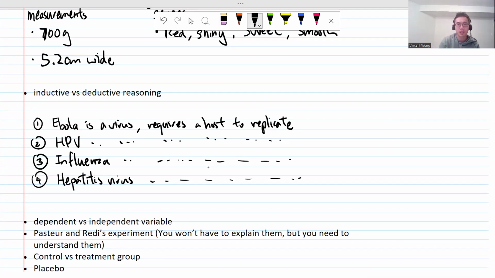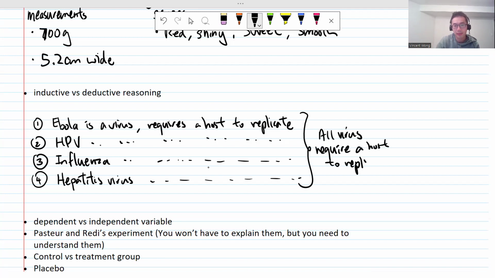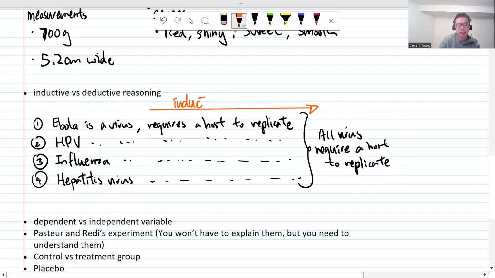So all these individual observations, we can conclude, we can come up with a generalization and say that all viruses require a host to replicate. So this is going from individual observations, specific observations, to generalization. This direction of reasoning is called inductive reasoning.